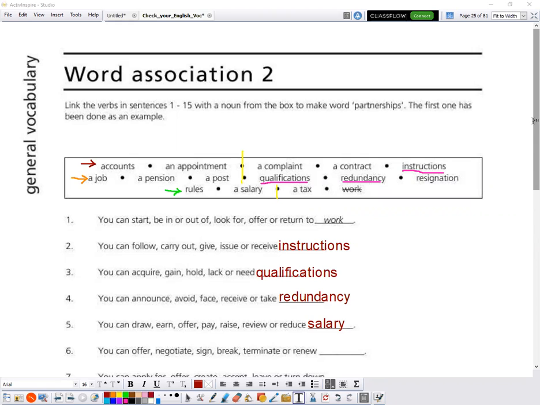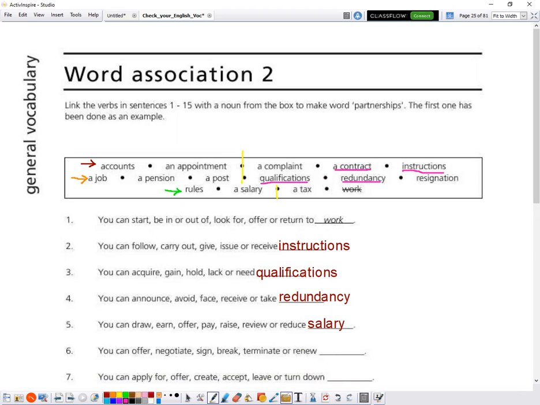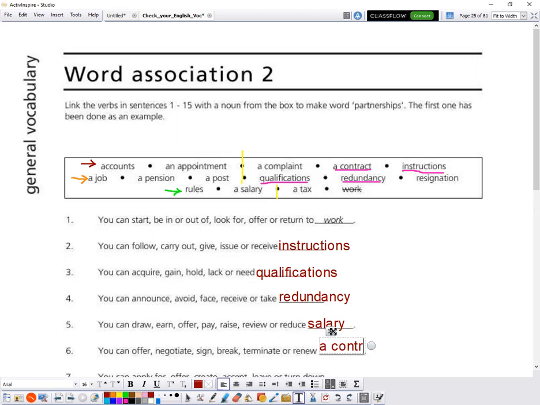Number six. You can offer, negotiate, sign, break, terminate, or renew. What? The first half, the second line. The red line, the second half. Teacher, a contract. Yes, a contract. That's right. A contract. Nice. Very nice.